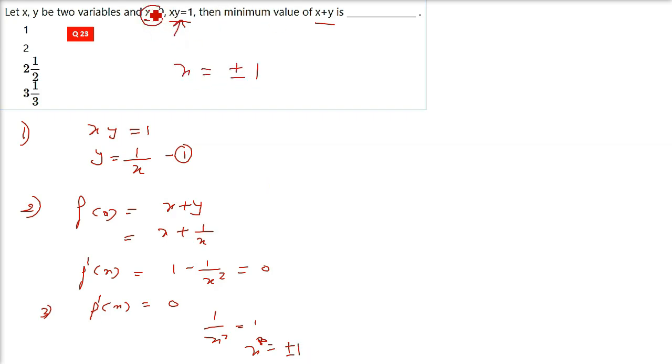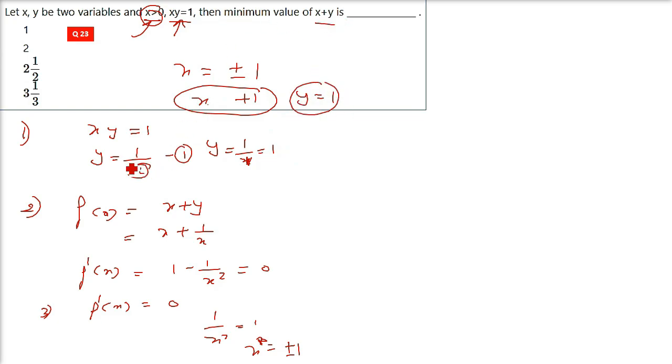Now in the question it is already given x greater than 0, so we cannot have the negative value. So we can only use x equals positive 1. Now if x equals 1, what will be the value of y? Because x equals 1 by y and y equals 1 by x. So if one is 1, the other one will also be 1.